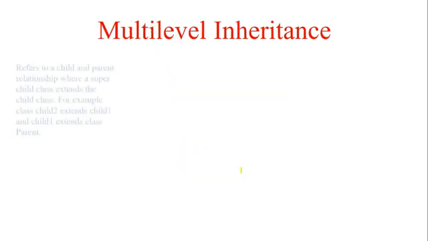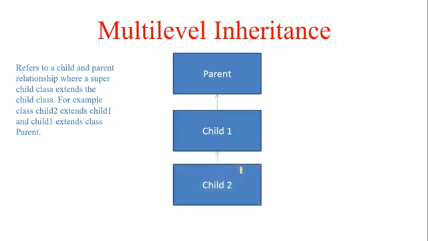Now the next type is multi-level inheritance. What happens in multi-level inheritance is we have one parent and multiple children. It refers to a child-parent relationship where a superclass is extended by child classes. For example, child 2 extends from child 1 and child 1 extends from a parent. So child 1 behaves as a subclass for this superclass and behaves as a superclass for this subclass. So child 1 is nothing but a dynamic way in which we can extend from one class and get extended by another class.